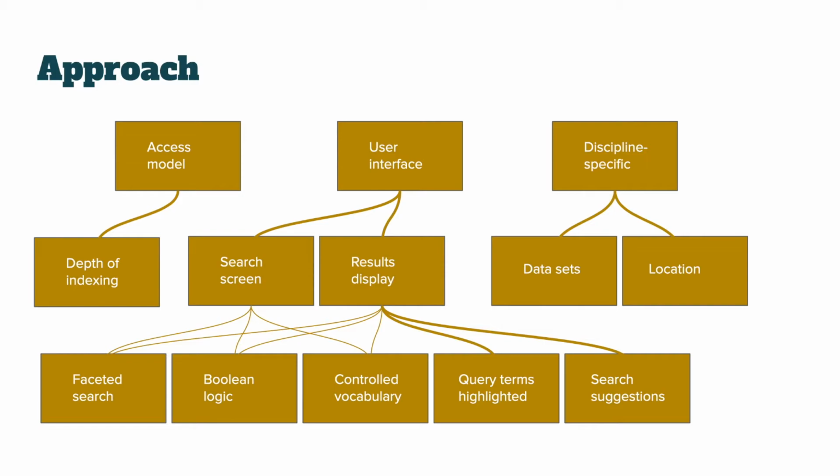So faceted search, whether there's an option to help them construct a Boolean string, whether the system provides guidance on a controlled vocabulary it uses to help them find related terms, whether it highlights query terms in the results so you can see the terms in context within the documents, and also whether the system provides any suggested searches.